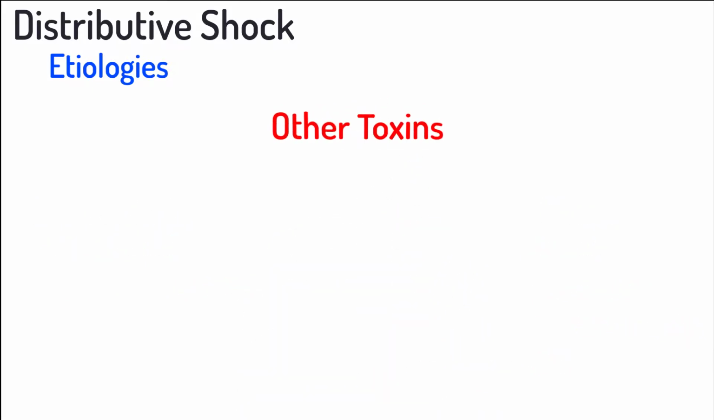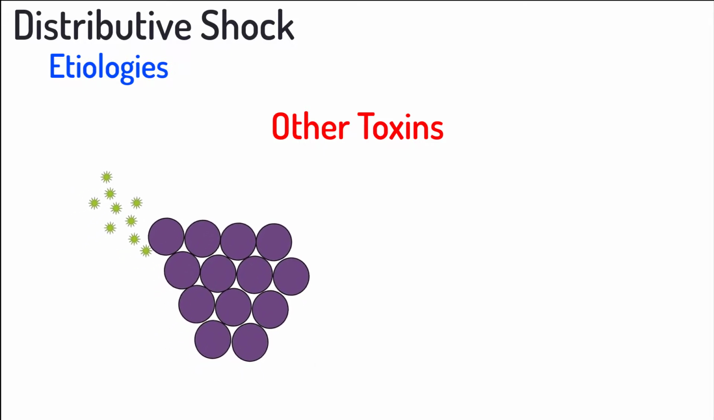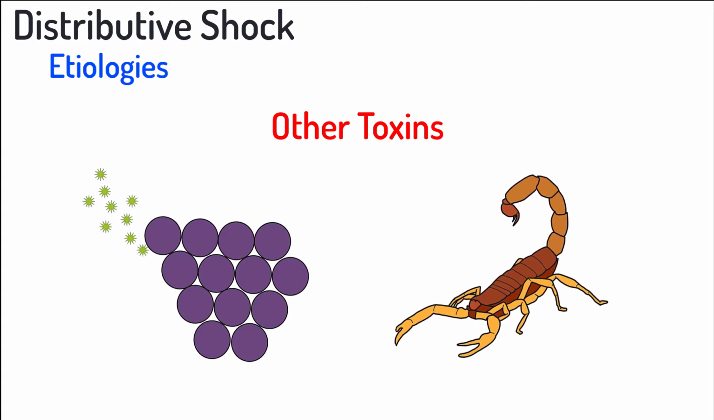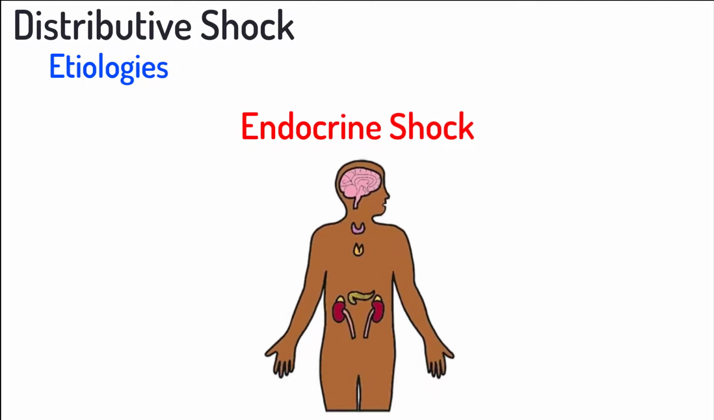A variety of other drugs and toxins may induce a similar widespread vasodilatory reaction, including bacterial exotoxins causing toxic shock syndrome, or venom from certain snakes, scorpions, insects, or other creatures. Significant endocrine abnormalities represent another cause of distributive shock, though the specifics regarding these mechanisms are outside the scope of this module.